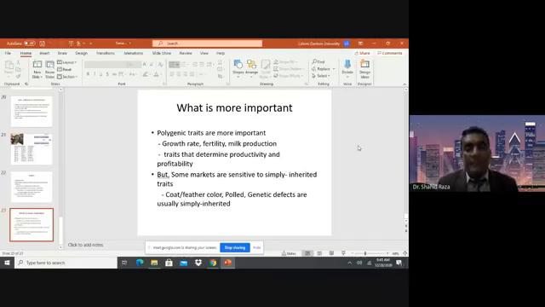But some markets are sensitive to simply inherited traits. For example, coat and feather color, polled, and genetic defects are usually simply inherited. So we can conclude that polygenic traits are important and are related to growth rate, fertility and milk production, which determine productivity and profitability of the animals. But there are certain markets which also relate to coat, feather color, polled and genetic defects as well. So this is all about linked traits.